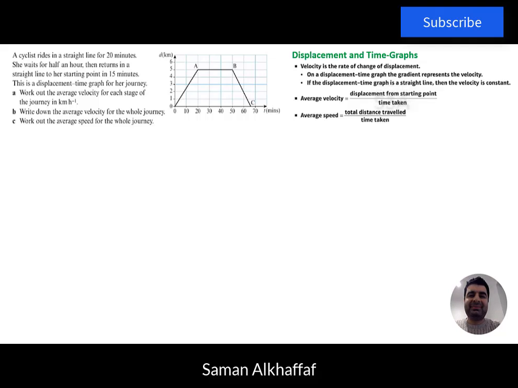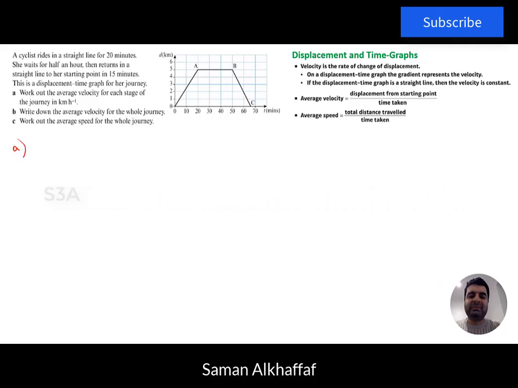In this example, a cyclist rides in a straight line for 20 minutes. She waits for half an hour, then returns in a straight line to her starting point in 15 minutes. This is a displacement time graph for her journey. For part A, work out the average velocity for each stage of the journey in kilometers per hour.